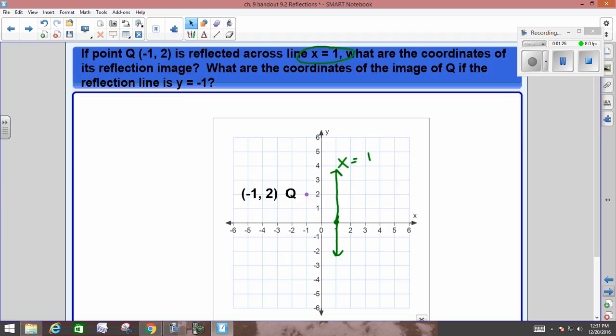A lot of counting again today. Q is 1, 2 from the green line, so then I'm going to go 2 more. 1, 2. Here is Q prime, the reflection of Q across that line. What would be the coordinates of Q prime? (3, 2).